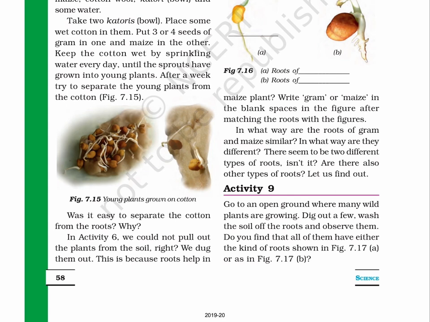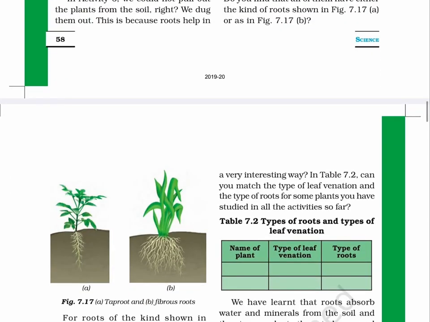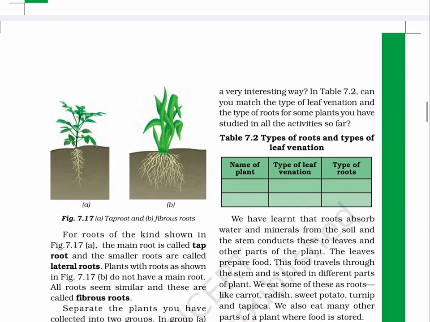Do you notice that leaf venation and the type of roots in a plant are related in a very interesting way? In table 7.2, can you match the type of leaf venation and the type of roots for some plants you have studied in all the activities so far?